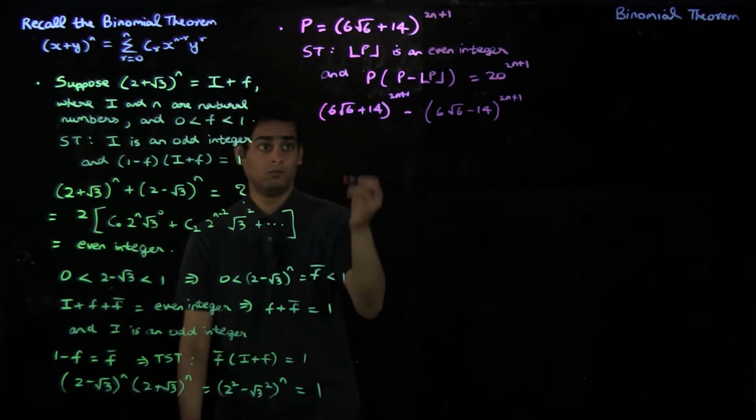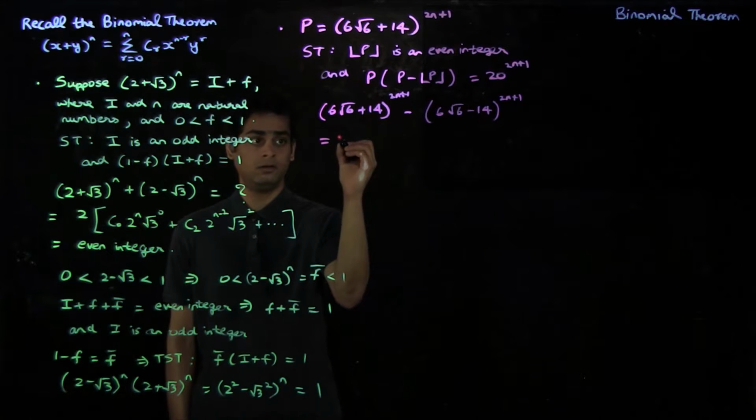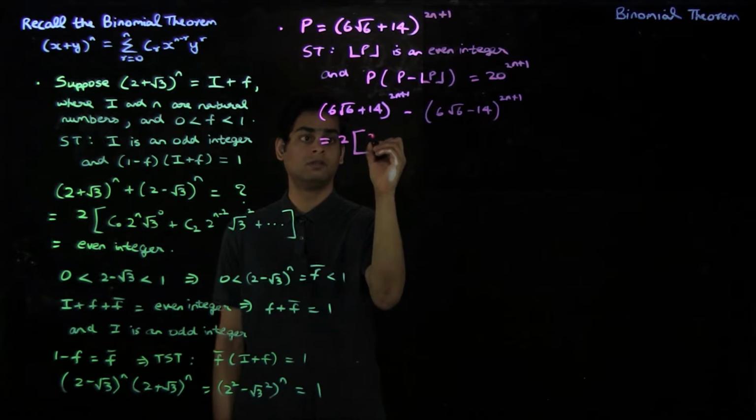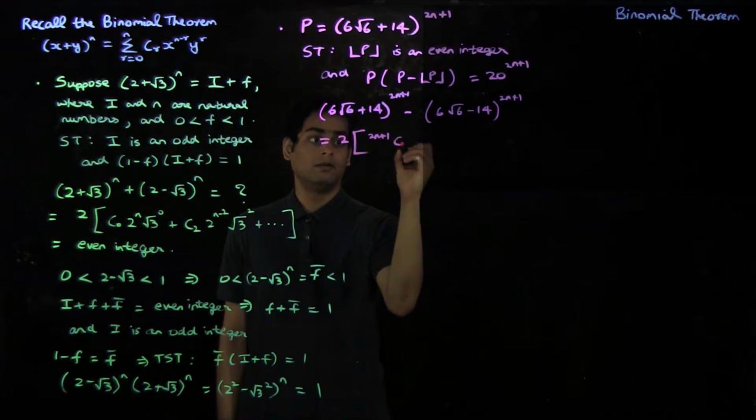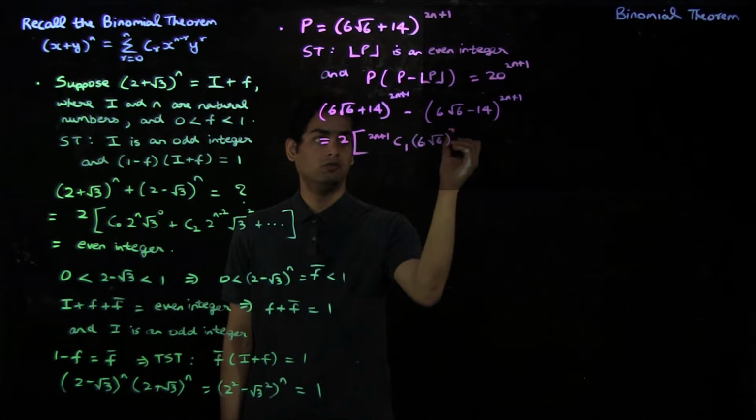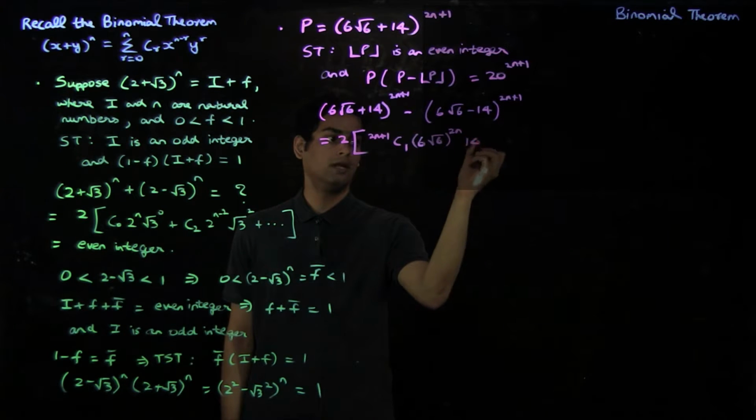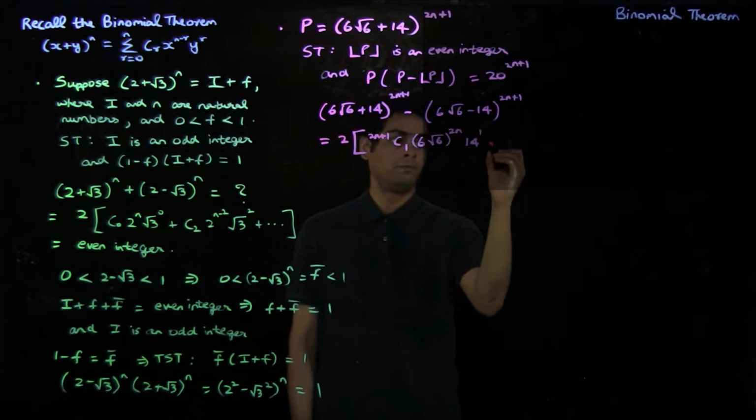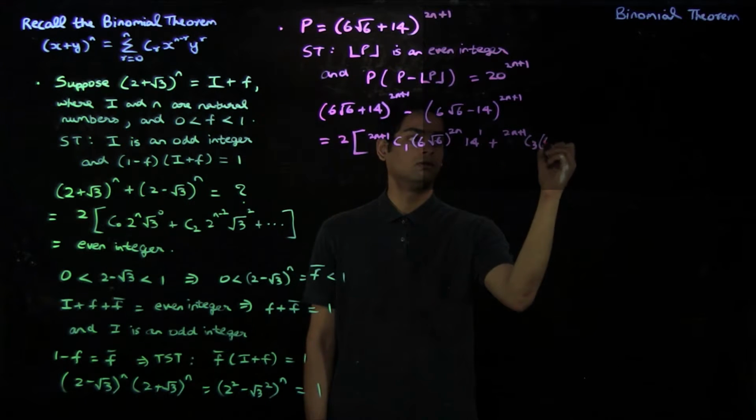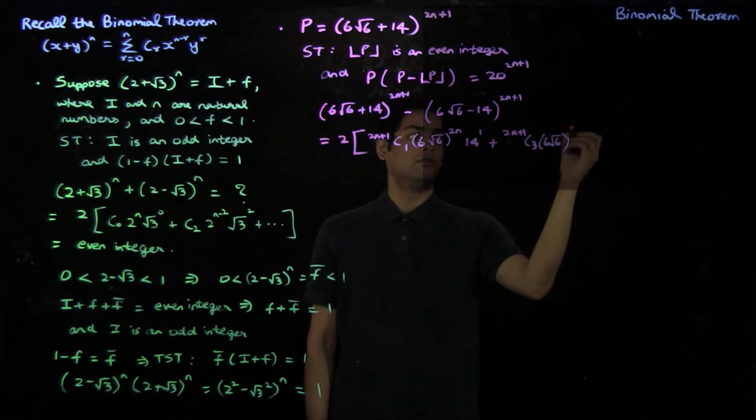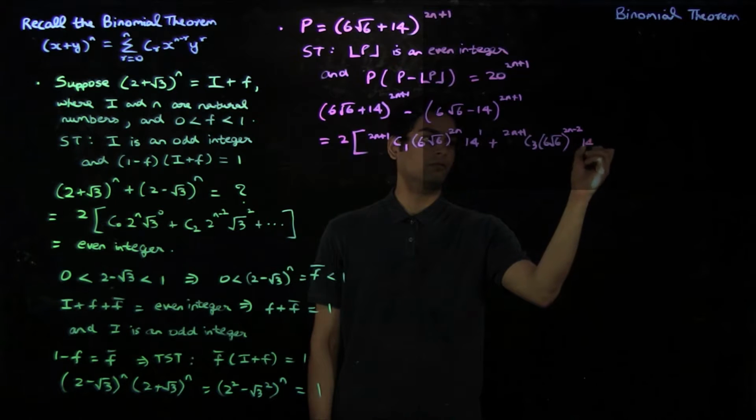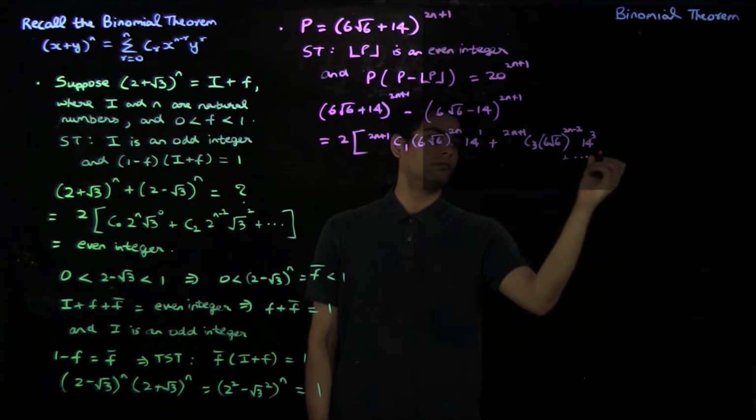So once again, using the binomial expansion, you can show that this difference is going to be nothing but 2 times [2n plus 1 c1, (6 times square root of 6) power 2n times 14 power 1, plus 2n plus 1 c3, (6 times square root of 6) power 2n minus 2 times 14 power 3, and so on].